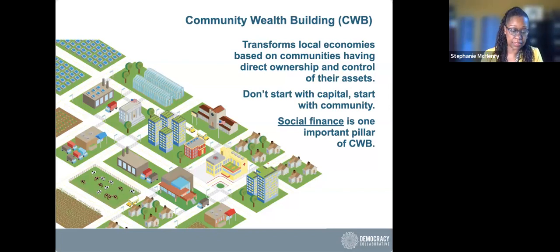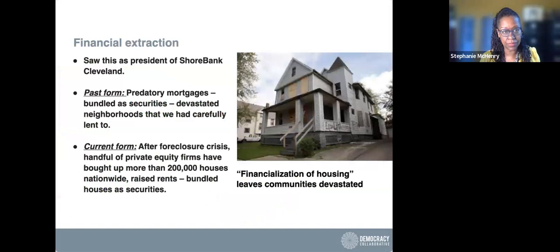So moving to the next slide, back to this financial extraction idea. We know that communities are harmed when capital is focused solely on profit generation. If that's the only focus, many times communities are harmed, especially when that profit generation is happening outside of the communities from which the capital is being extracted. That's pretty much the way the finance world has started to work.